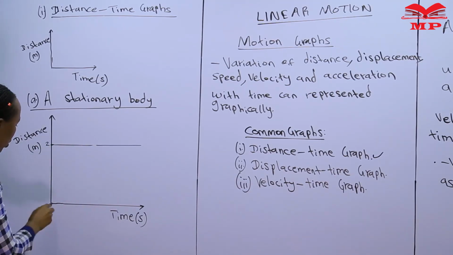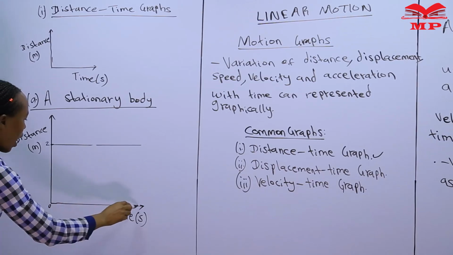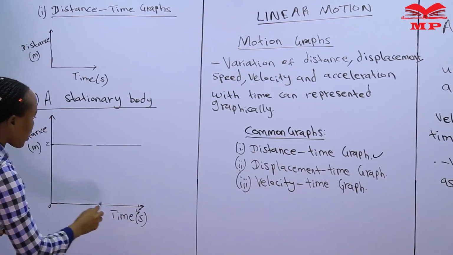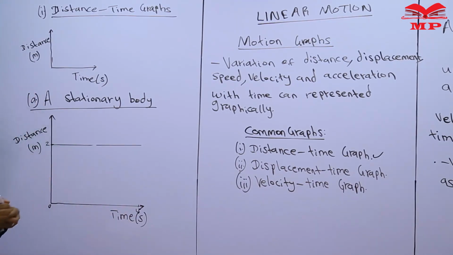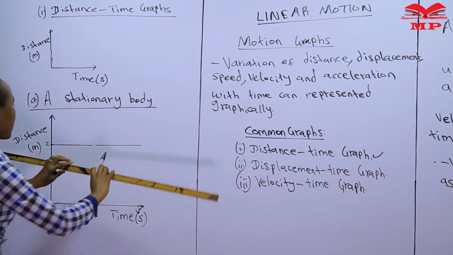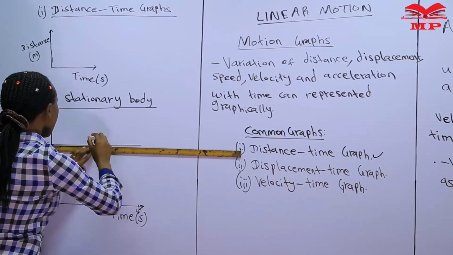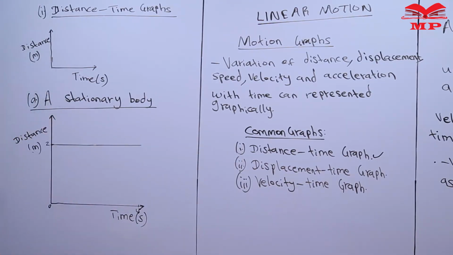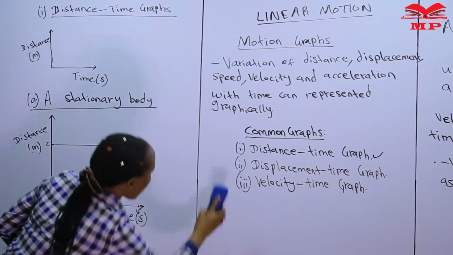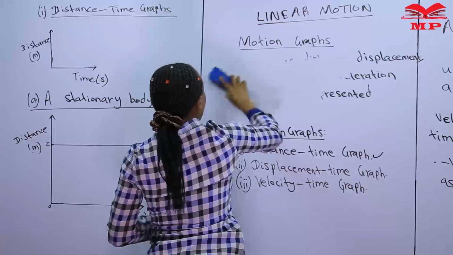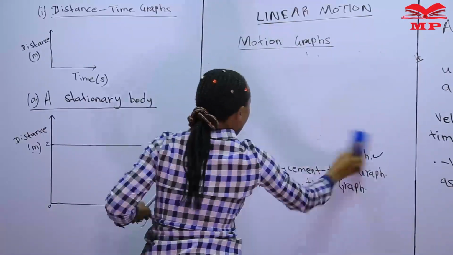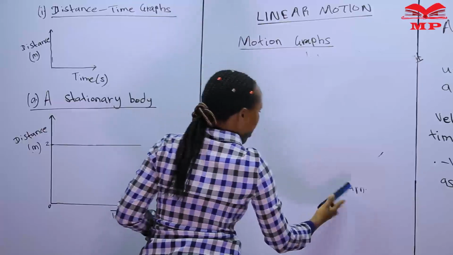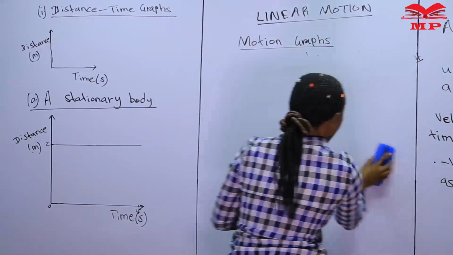But the time is changing. Let's say this is 0, 1, 2, up maybe to 15 seconds. So the time is changing, whereas the distance is not changing. So this is the distance time graph for a stationary body. We can see that it is a horizontal line.